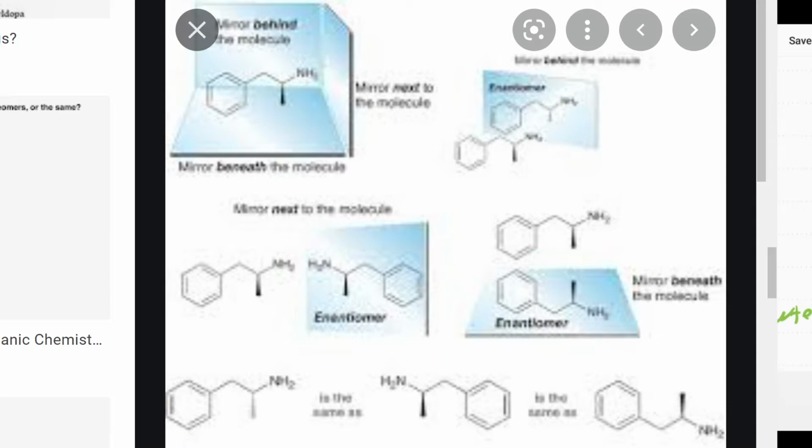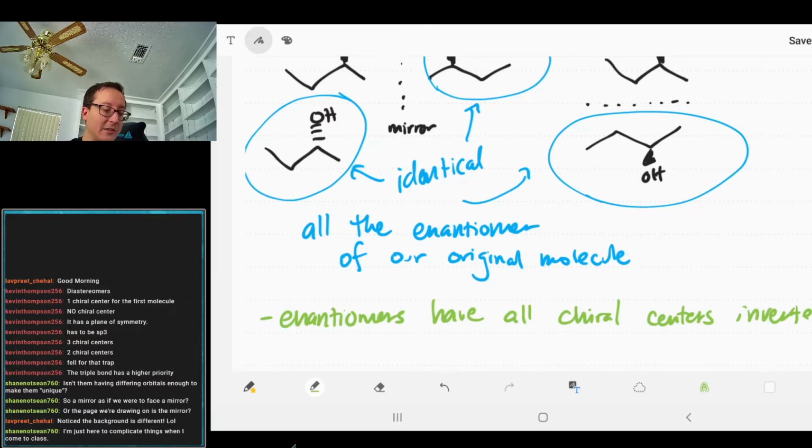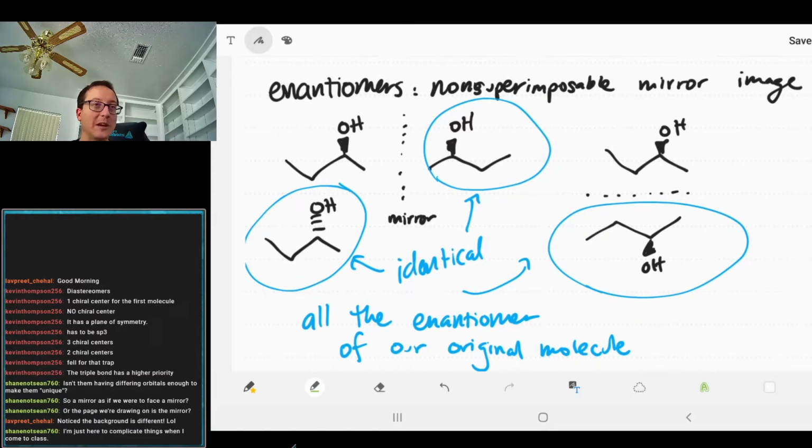I'm sorry, it's super blurry like this. Maybe if I zoom out a bit. Nope, I can't zoom out. Okay, well, whatever. That's what I'm talking about with mirror behind. So we're looking at essentially something that was a dash becomes a wedge, and vice versa when you're looking at it from behind. So that's the difference there.